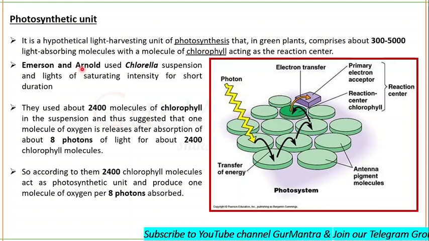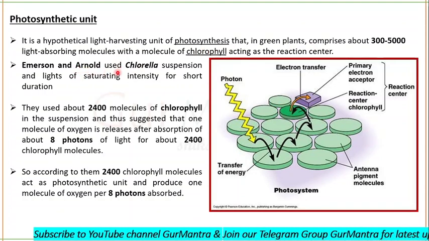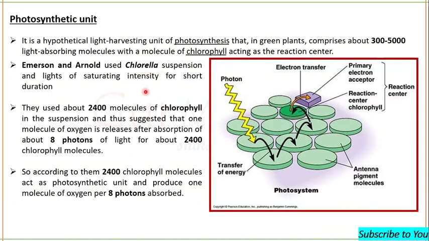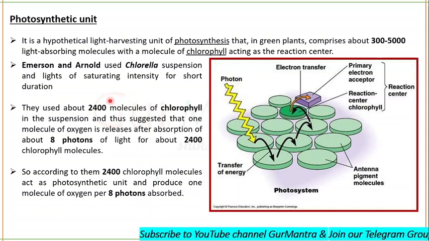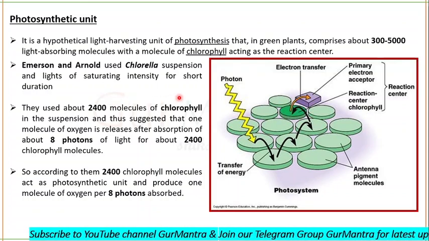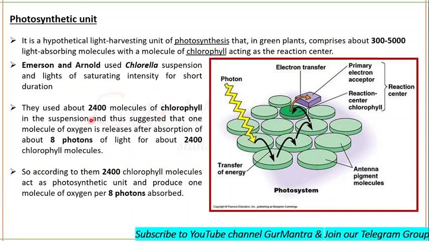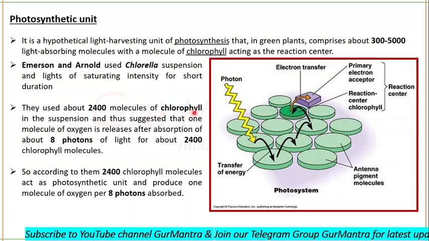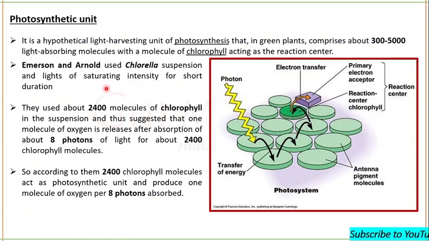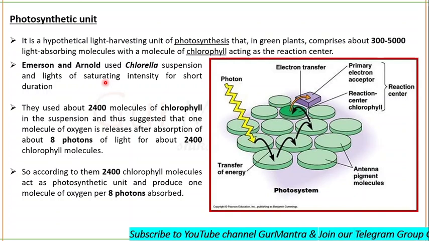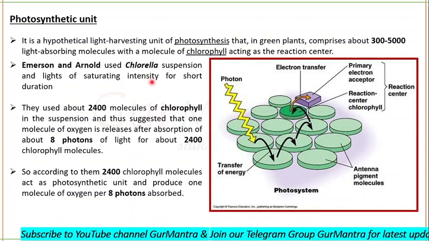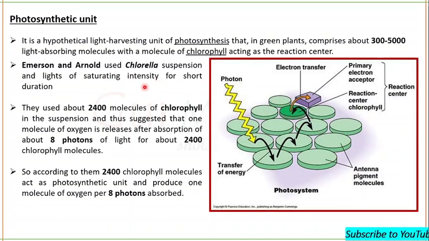Now, Emerson and Arnold used a chlorella suspension, and they also used about 2400 molecules. You will read 2500 in some other books. So they used a chlorella suspension along with about 2400 molecules of chlorophyll, and they used light of saturating intensity. I hope you understand the saturating intensity. They used this light of saturating intensity for a very short duration.